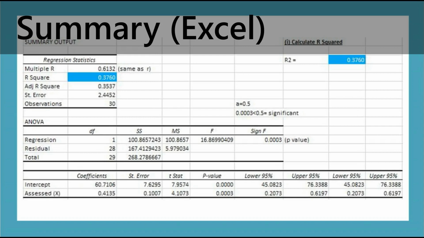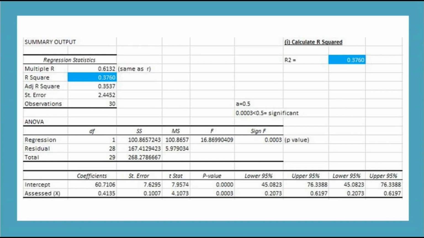So, from the summary of the output, we can see that the R-squared value is equal to 0.376. This means that the assessed value can make a prediction with an accuracy of 37.6% to the market value. This result shows that the predictor variable is weak in predicting the response variable. Hence, we suggest adding some relevant variables into the regression model in order to increase the accuracy of the prediction.